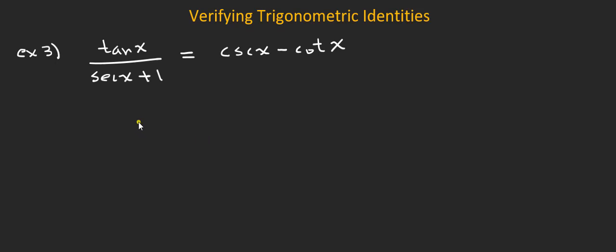Now let's take a look at example 3. We've got tangent theta over secant x plus 1 equals cosecant x minus cotangent x. I mean, they both look kind of complicated, but it looks like the left side is a little bit more complicated than the right side. So in this case, what I like to do is multiply by the conjugate.